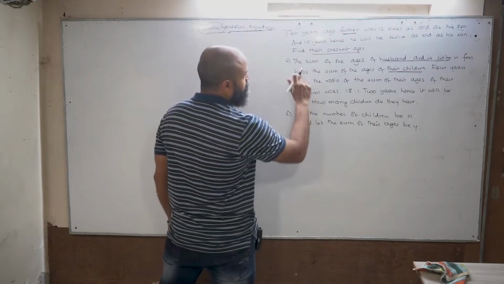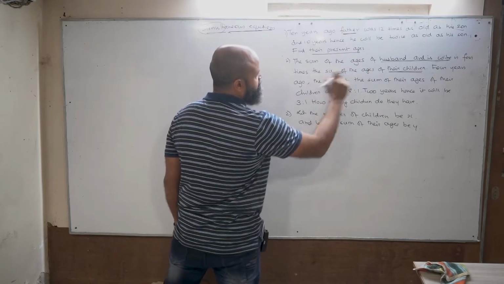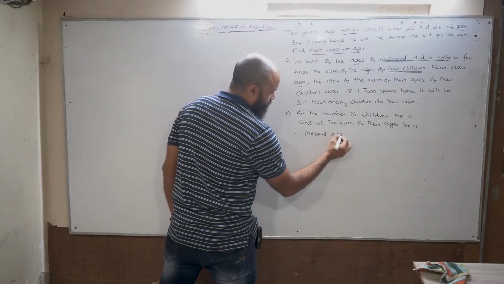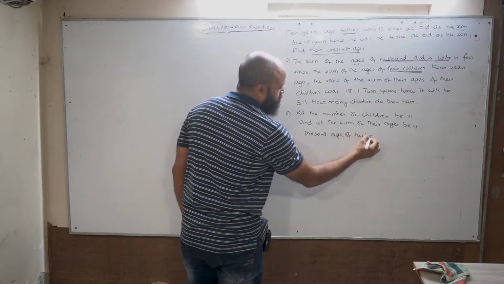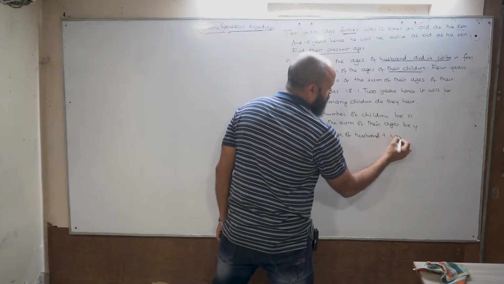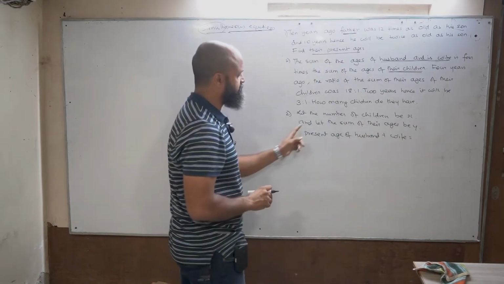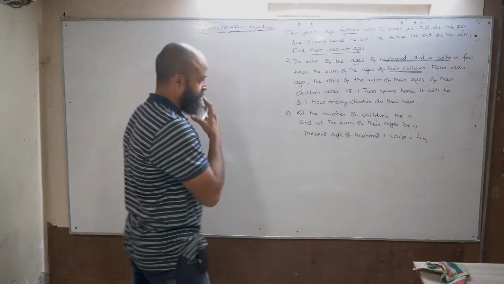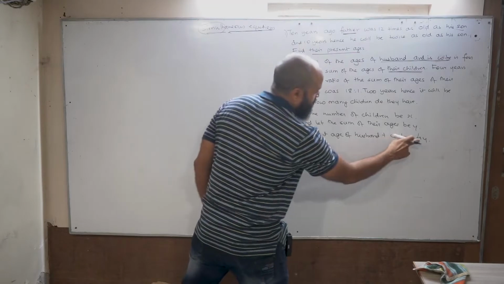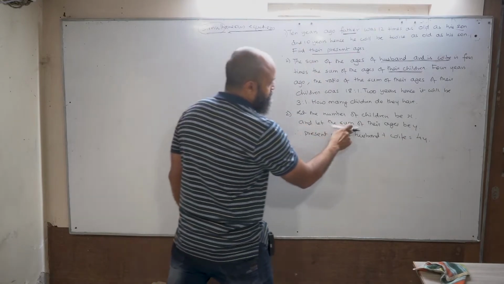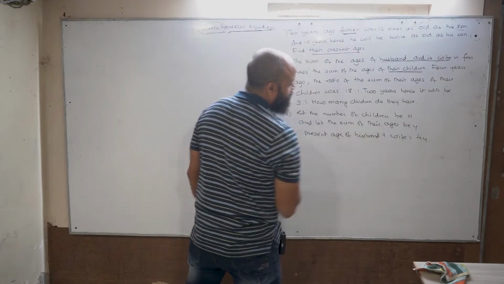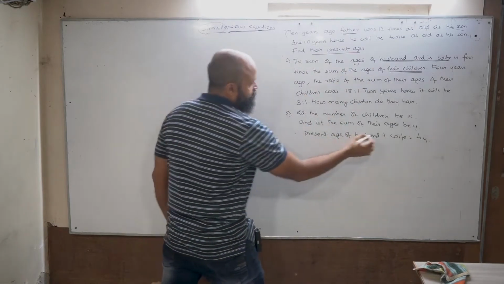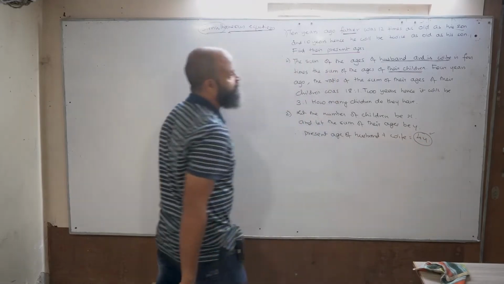So, the sum of the ages of husband and wife is 4 times the ages of the children. So, what would be the present age of husband and wife? Obviously, it's 4 times the sum of the ages of the children. So, this will be 4y. Alright. Now, the present age of husband and wife is 4y and the present age of the children is y. So, here we have the present age of husband and wife.